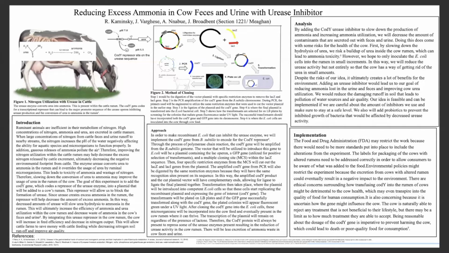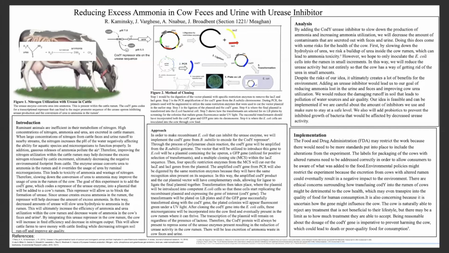Despite the risk, it ultimately creates a lot of benefits for the environment. Adding a urease inhibitor would lead us to our goal of reducing ammonia lost in the urine and feces and improving cow urea utilization. We would reduce the damaging runoff in soil that leads to pollution of water sources and air quality. Our idea is feasible and can be implemented if we are careful about the amount of inhibitors we use and make sure to stay at a safe level.